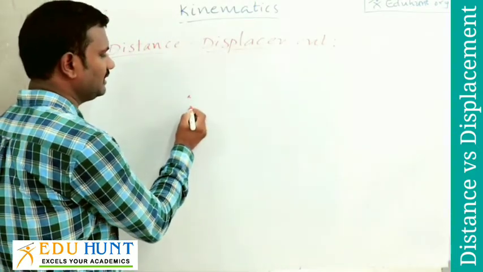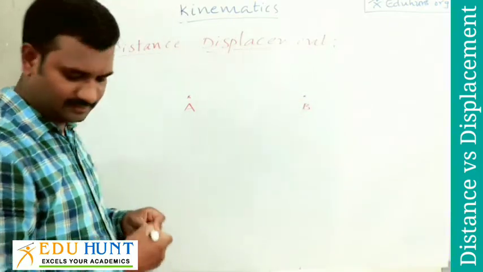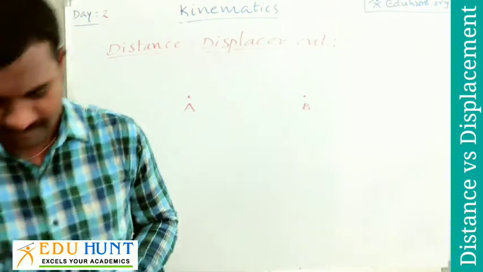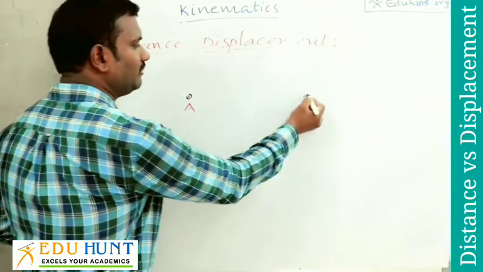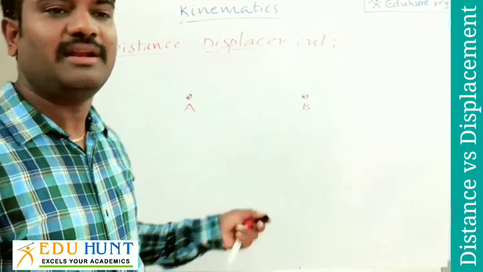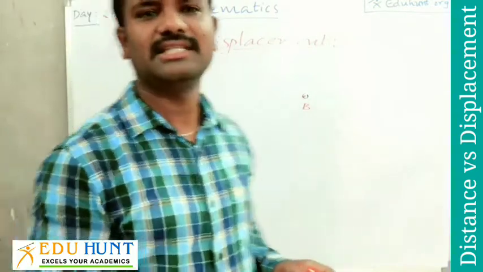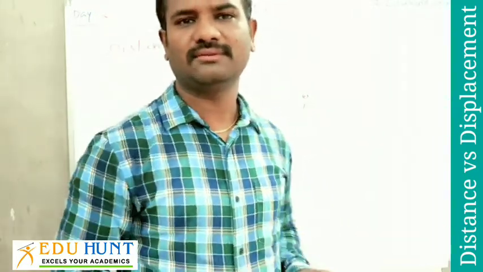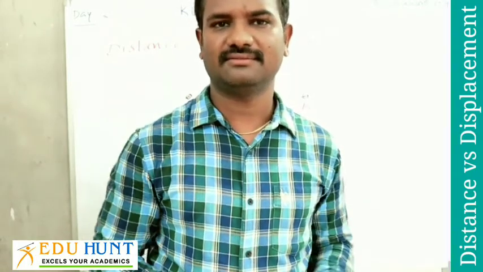Distance. For example, there are two stations named A and B. I want to move from point A to B. So in how many ways can I reach from A to B? Obviously there will be several ways. For example, from your home to your school, there will definitely be many paths.